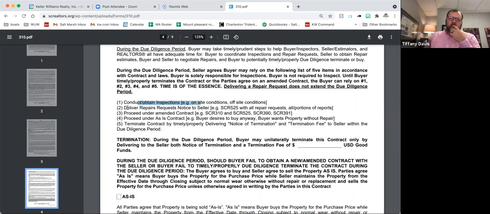So they'll get the inspections, they'll deliver repair requests, either via notice 525, they'll proceed under the contract and not change anything, or they'll proceed under an amended contract, which would be negotiated repairs, proceed under an as is contract, or terminate the contract during this time. So basically, Mr. Buyer, you can terminate this contract for any reason whatsoever by the due diligence period. Mr. Seller, buyer can terminate this contract for any reason whatsoever by the date of the termination period, for the due diligence period.